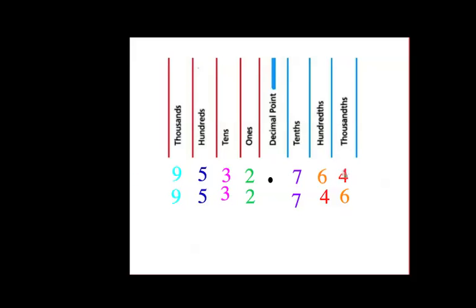If you cover up these numbers and think of these in terms of money, this is like saying $9,532.76. This number is $9,532.74. So the value of this one is larger. Even if these numbers in the thousands place are the same, the number in the hundredths place, this one is a larger number, so the value of this number is going to be larger.